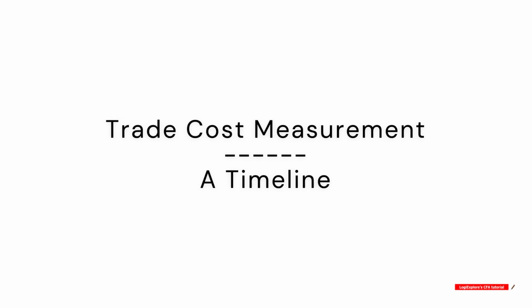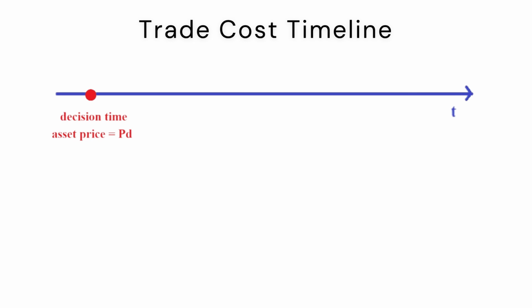Today, let's look at how to calculate trade costs along the timeline. Trade costs start at time D, the moment when the portfolio manager makes the decision to buy or sell assets. So, the asset price at this decision moment is denoted as PD.